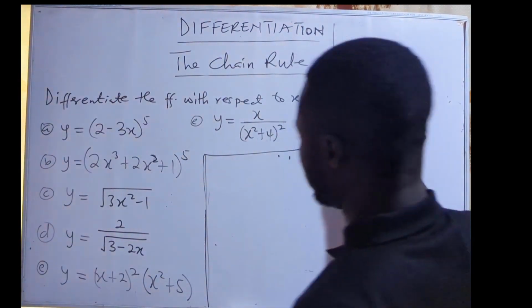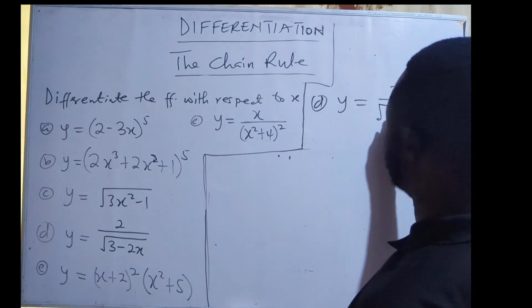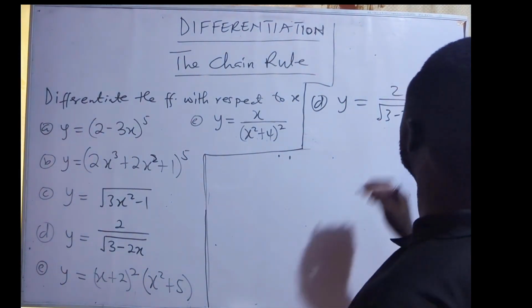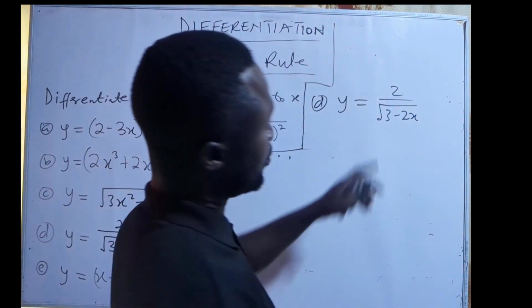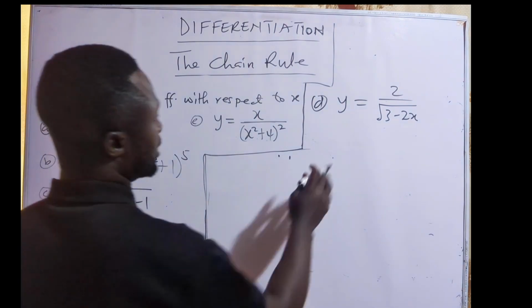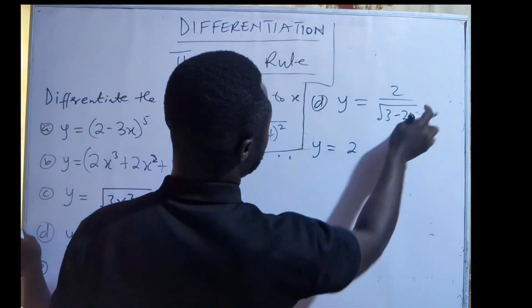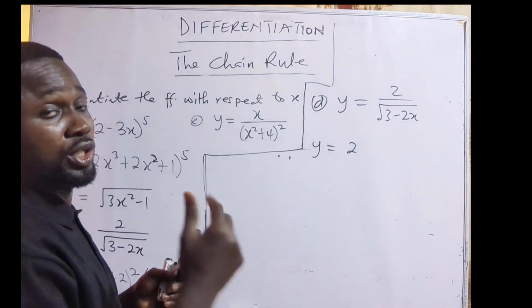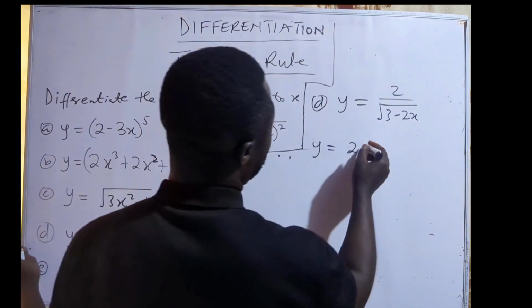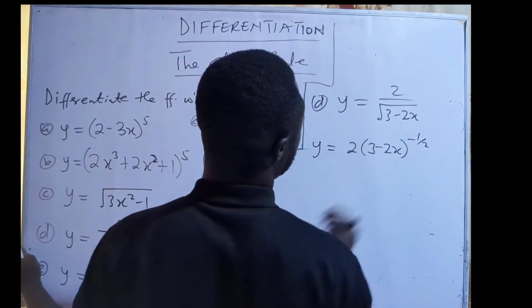Y is equal to 2 over the square root of 3 minus 2x. So what you do is bring this one up as a numerator, since it's a denominator. So y will be equal to, so we know that the square root is the same as exponent 1 over 2. So when it goes up as a numerator, it becomes (3 minus 2x) to the exponent negative 1 over 2.